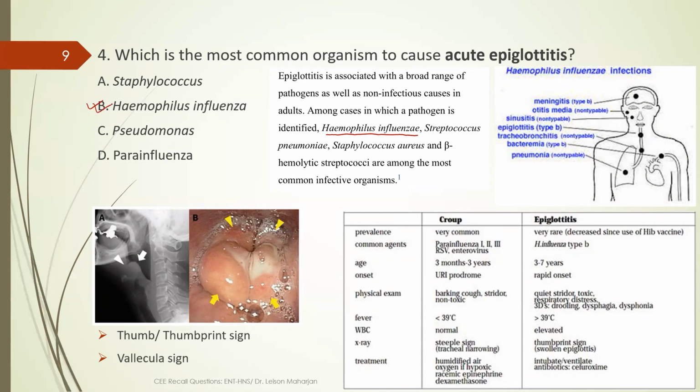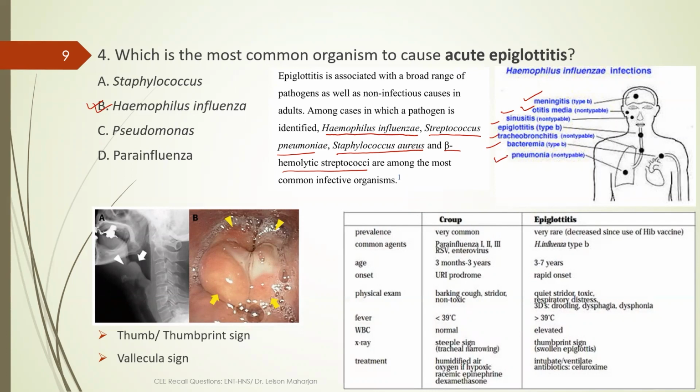But we can see in the literature that other bacteria can also be the causative agent for this condition, such as Streptococcus pneumoniae, Staphylococcus aureus, and beta hemolytic streptococci. And there are so many questions that can be made out of this chapter. This is a very important chapter from the exam point of view. Haemophilus influenzae can cause meningitis, otitis media, sinusitis, epiglottitis, bronchitis, bacteremia, and pneumonia as well.